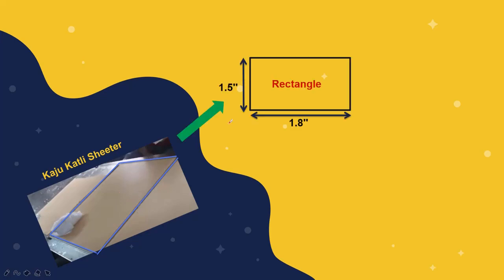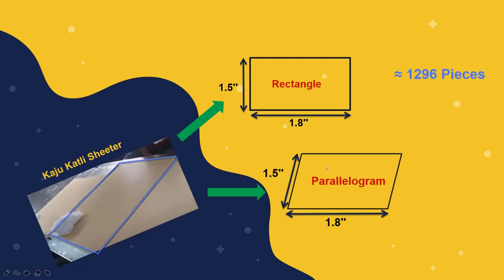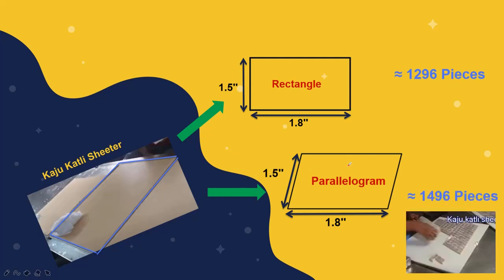It says that if you have a Kaju Katli sheeter in the form of a rectangle, and you cut the Kaju Katli in the shape of a rectangle, you can get 1296 pieces. But if you cut the same thing in the shape of a parallelogram, you get 1496 pieces. Wow! That means there is a difference of 200 more pieces.